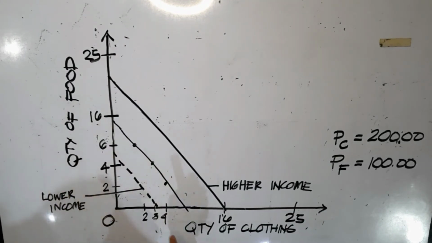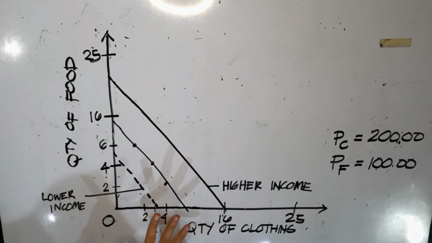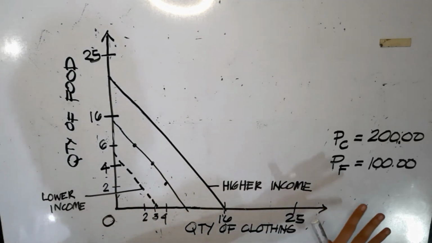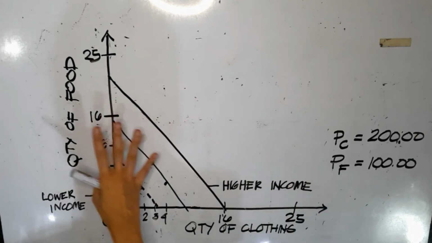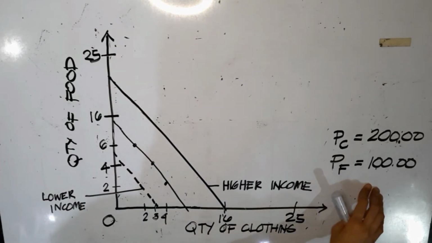So the slope does not change because there is no change in the price of two goods. It's still at 200 and 100 peso. So the slope of the line is still the same for the budget constraint. So what would happen if the price changes?